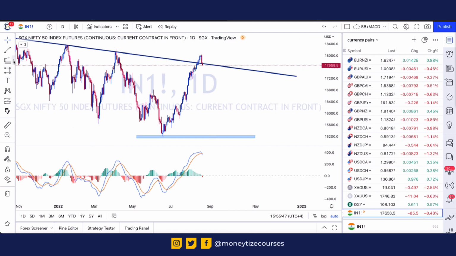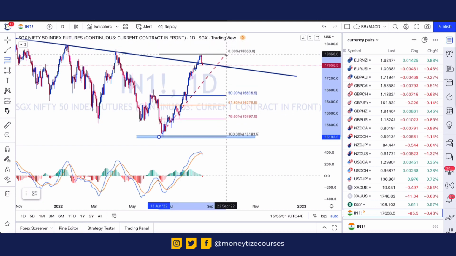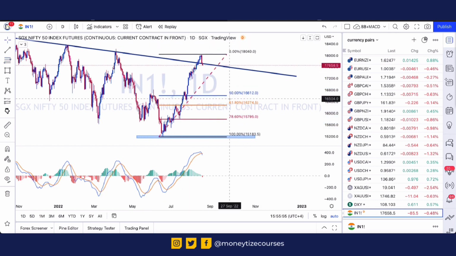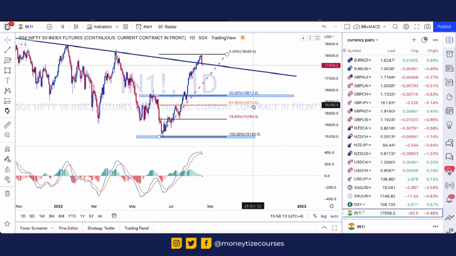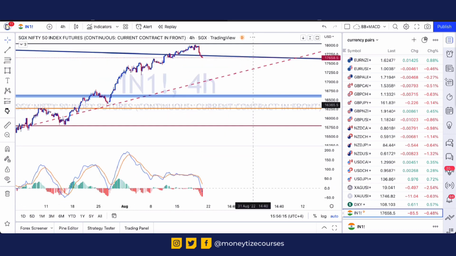Marking the Fib retracement from the recent swing low to the recent highest point, the swing high. The 50% retracement is around 16,612, which is again coinciding with the previous high, the structure area. Let's move to 4 hourly.